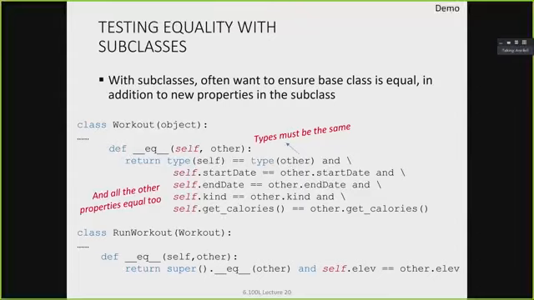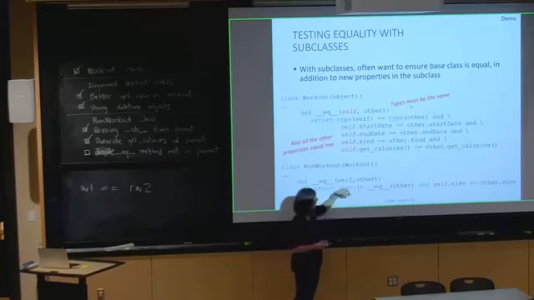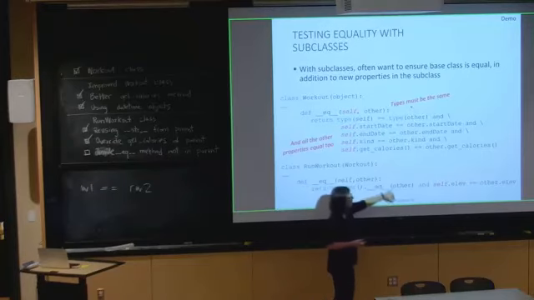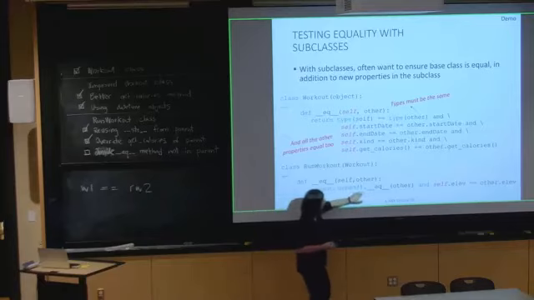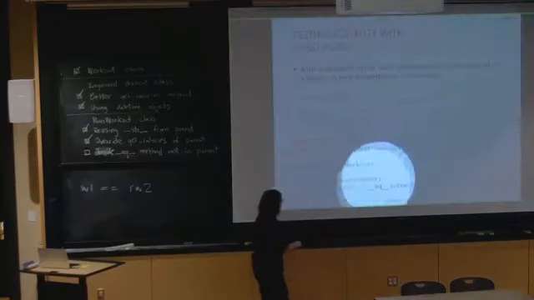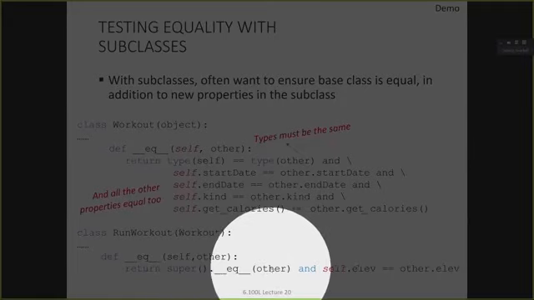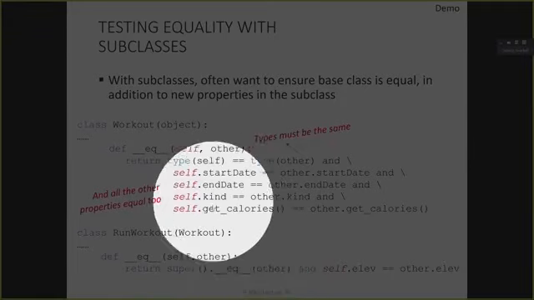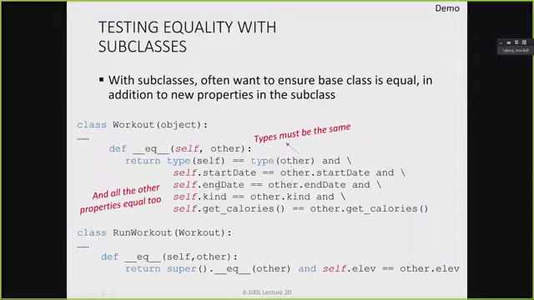So here, I'm just calling the super method, saying workout dot double underscore equal double underscore other. This line, just the super dot double underscore equal double underscore other, compares all of these things. So I don't need to rewrite that in the EQ method of run workout. And I can clearly see what else, in addition to regular workout comparison, I need to have happen for them to be equal. I also want the elevations to be equal, right? That's the other data attribute.